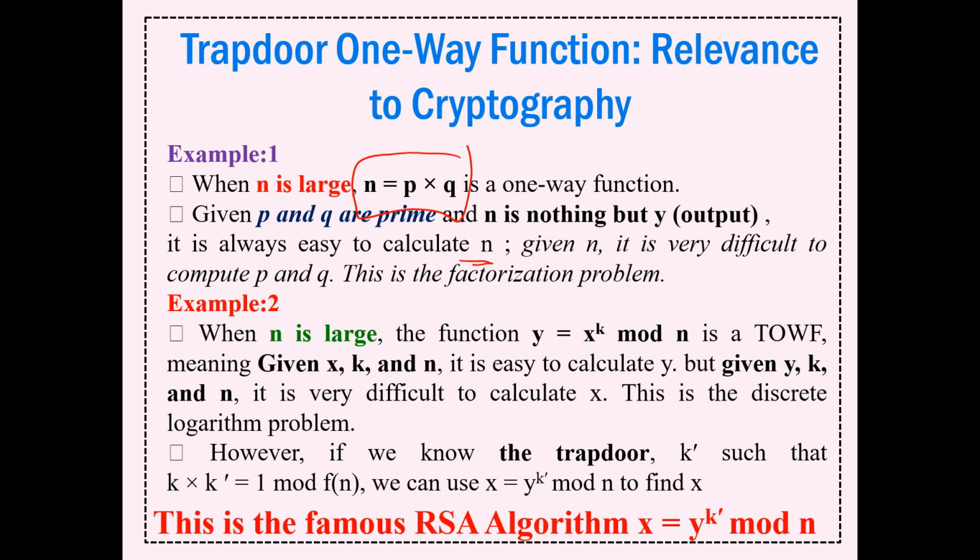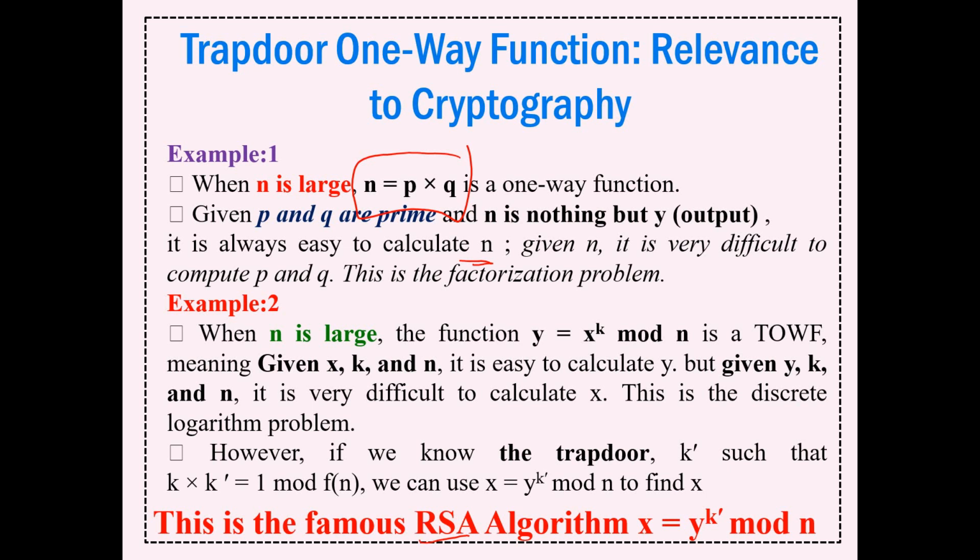When n is very large, a very big number, finding the prime numbers that produce it is very hard. That is one of the reasons the trapdoor function was introduced, because n equals p multiplied by q happens to be the first step of RSA. If you observe at the end, I have mentioned that this is the famous RSA algorithm. We'll see it one by one, what exactly it is.